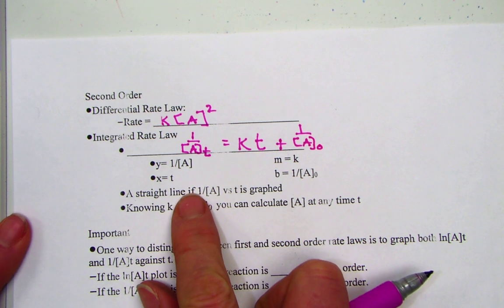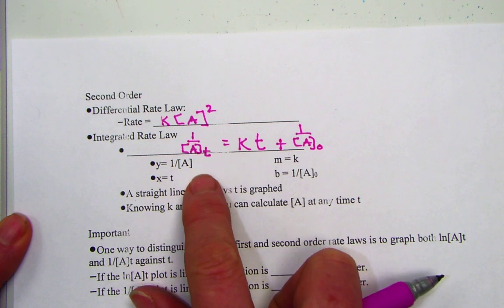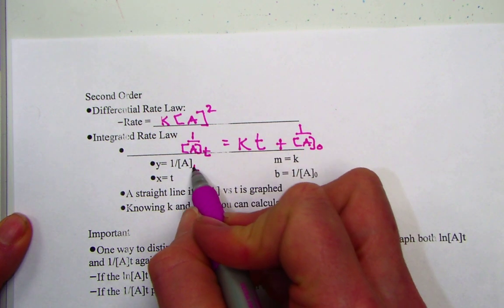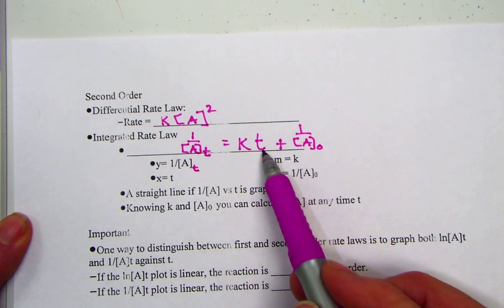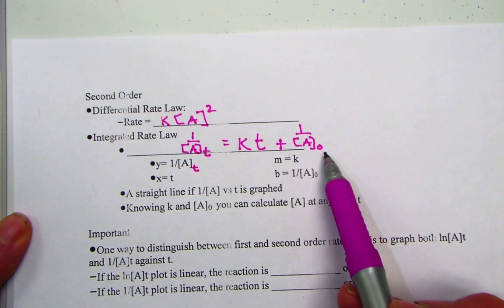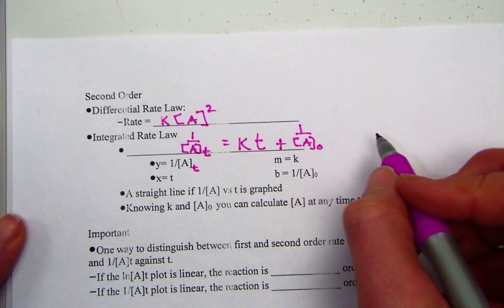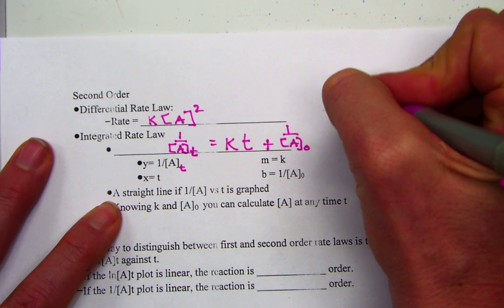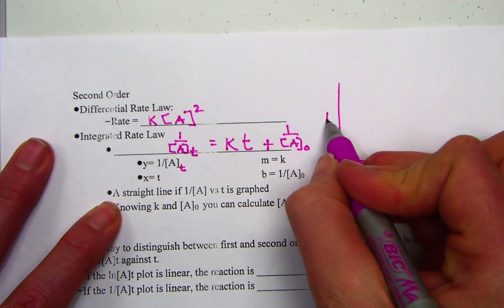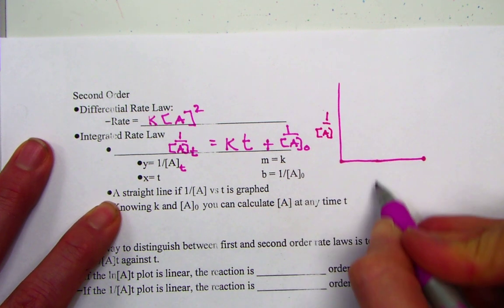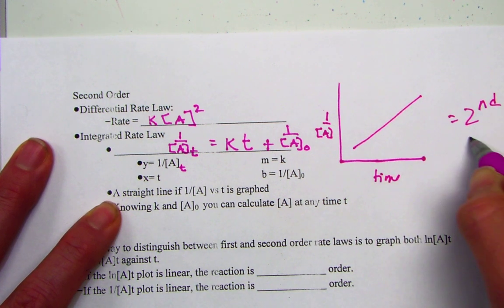We get our formula, y equals mx plus b, where y is 1 over A, and this is after a certain amount of time. K is the slope, t is the x-axis, and the y-intercept is the original concentration of A set under a 1. Here's the big clue. If we plot a series of data and we get a straight line where 1 over the concentration of A versus time shows a positive graph, we know it's second order.